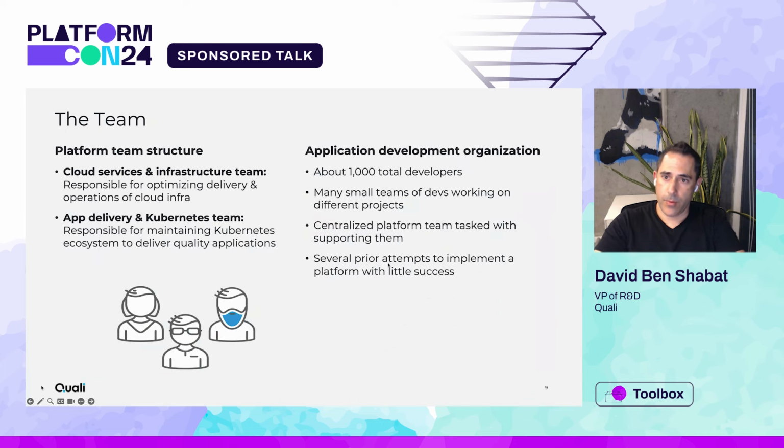The platform team in that organization consists of two teams: the one responsible for the cloud services and infrastructure, and the one responsible for the application delivery in the Kubernetes ecosystem. Those teams need to enable about 1,000 developers that are divided into small teams with different projects, skills, and life cycles. And as mentioned, they had several attempts of trying to adopt the cloud and accelerate developer development cycles.